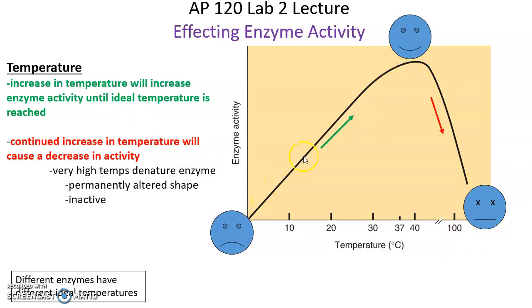So again, the enzyme functions best at the ideal temperature. It will increase in activity as temperature increases until it reaches the ideal temperature. Then continuing to increase the temperature will decrease the activity of the enzyme until, if you increase the temperature enough, you will denature the enzyme, making it permanently inactive.